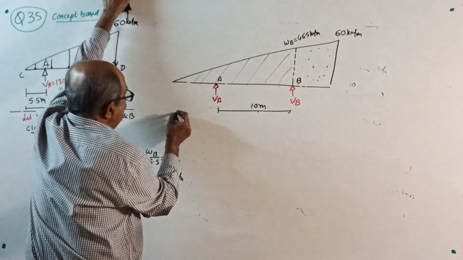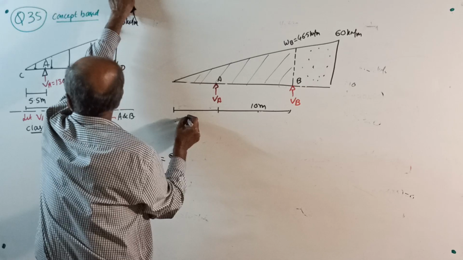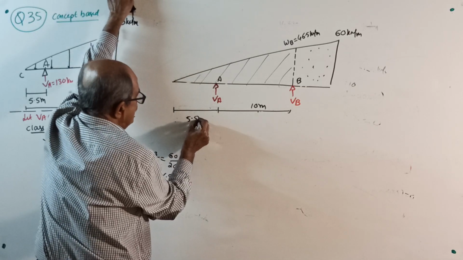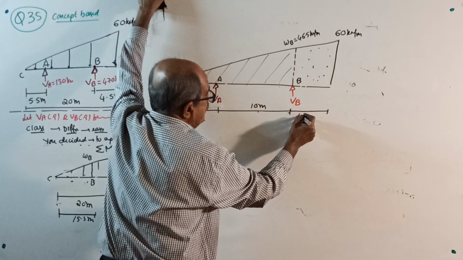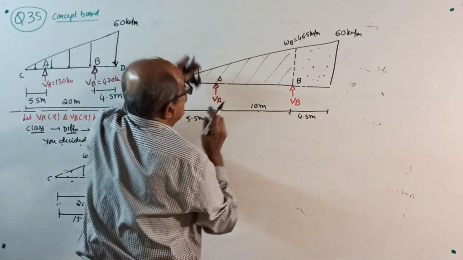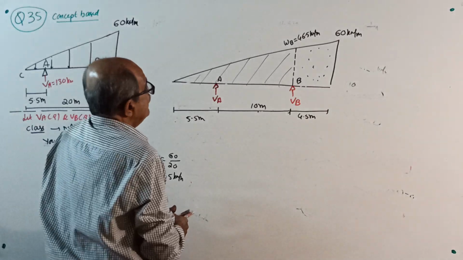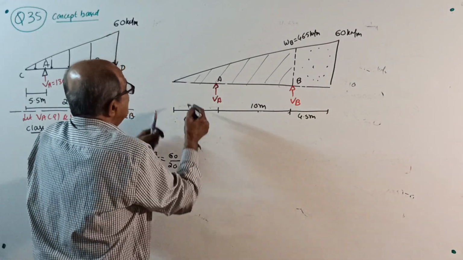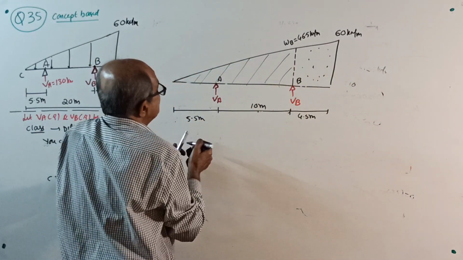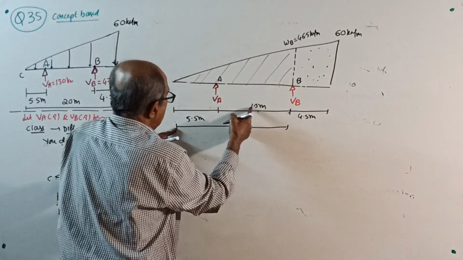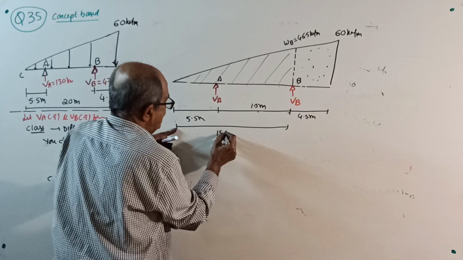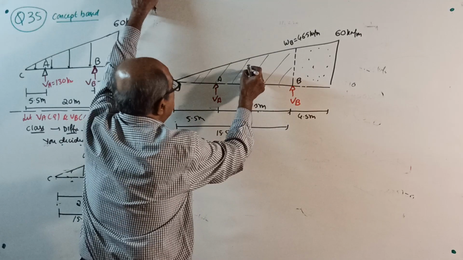And also this is how much? 5.5 meter. This is 4.5 meter. Okay, do this way. Then what you will do? We will take this triangle as a single stretch. So this total base, remember, is 10 plus 5.5, 15.5 meter. The resultant load will pass here.